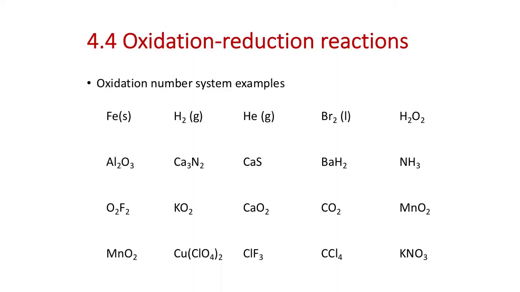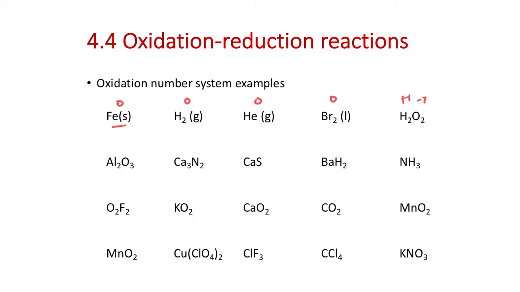Okay, so this chart here, most of these are pretty straightforward, right? Because these are all just elemental forms. So these are just zeros. Helium, noble gas, of course, 0. Bromine, liquid, elemental form, 0. We already did the hydrogen peroxide, so +1, -1 for H and O in hydrogen peroxide.